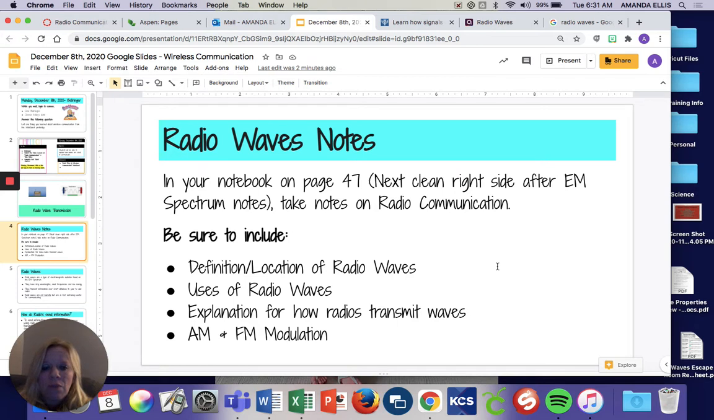Some things to remember to make sure to include in your notes are a definition or location of radio waves, what they're used for, how they transmit the waves, and then information about AM and FM modulation, which you'll see when we get there.